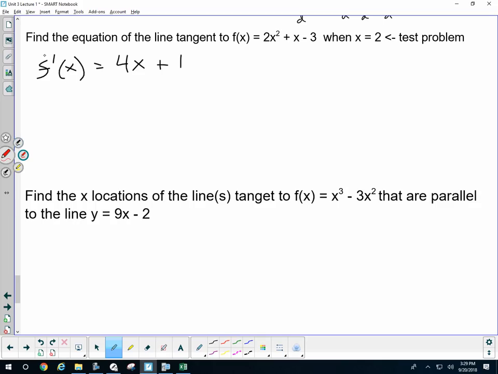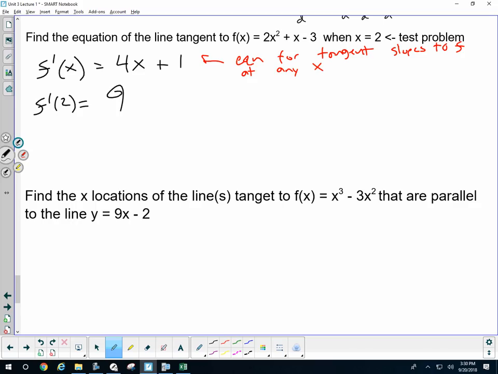Don't forget what this is telling us. This is our equation for the tangent slopes to f at any x. I want to find the tangent slope to f at 2. So you've got to plug in 2.